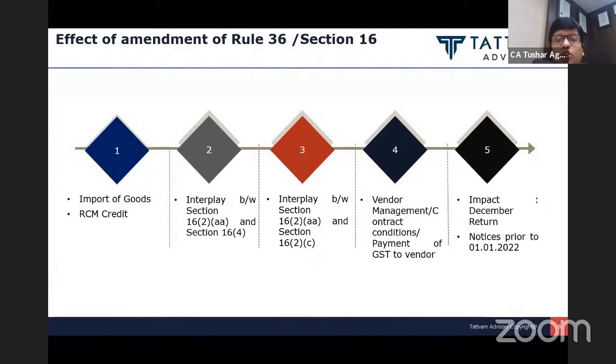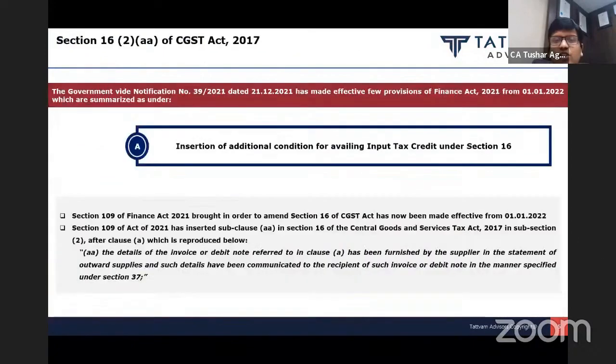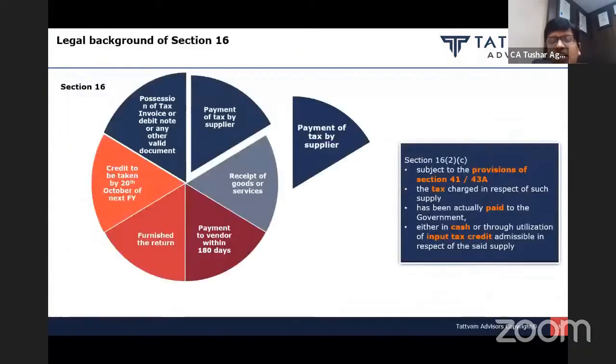These kinds of notices are also coming, stating that your supplier has filed GSTR 1, but they have not filed GSTR 3B, hence you are required to reverse the credit. And basis this notice is section 16(2)(c). They rely upon section 16(2)(c) to state that one of the conditions for taking the credit is that, subject to the provision of section 41 and 43A, the tax charged in respect of such supply has been actually paid to the government either in cash.